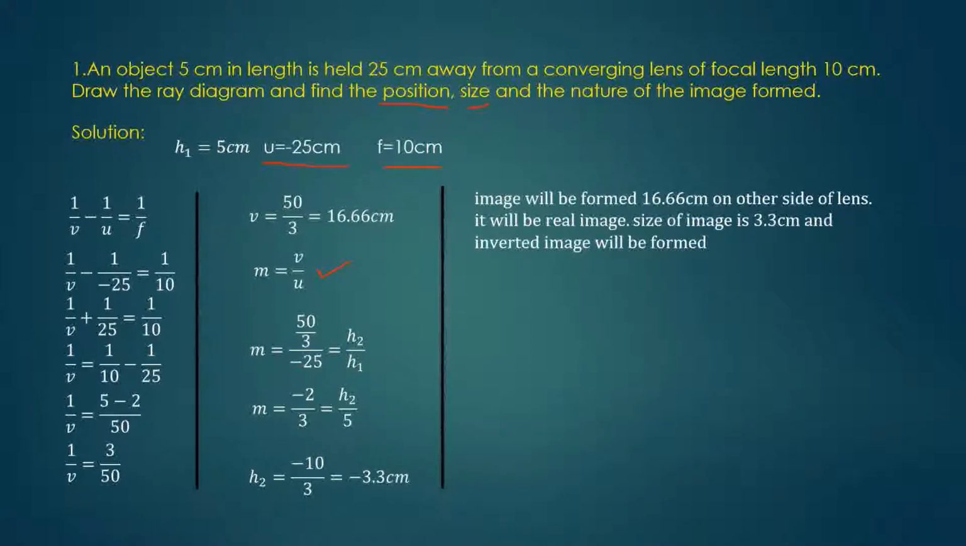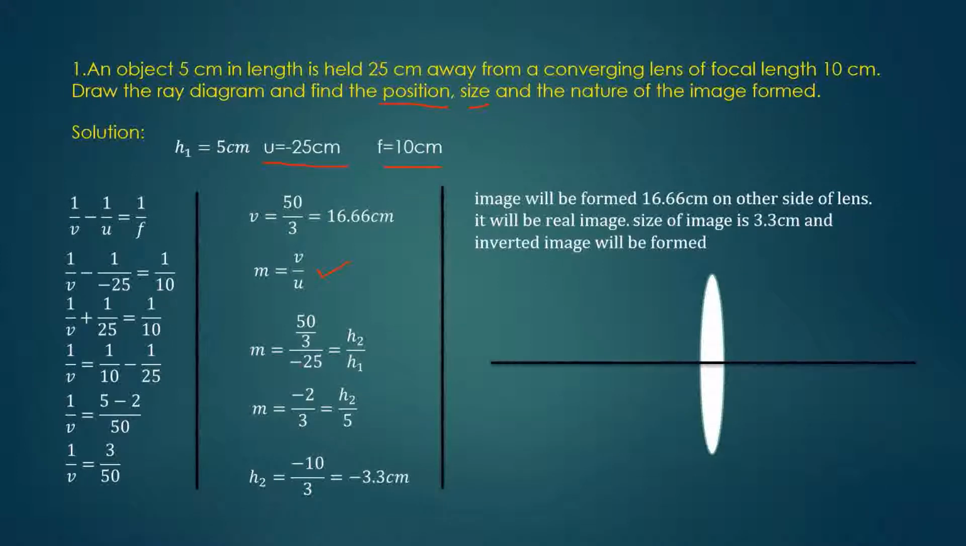So image formed at 16.66 centimeter on other side of the lens, it will be real. Since H2 is negative, it means it is inverted, so inverted image is a real image. Size of the image is 3.3 centimeter, and inverted image will be formed. So we have to draw the ray diagram.